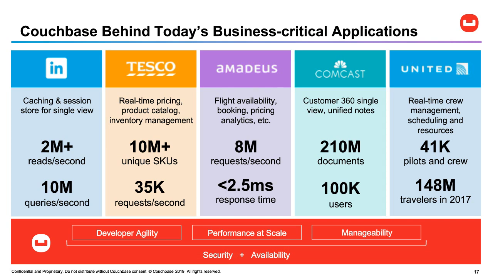And the same thing, for those of you in Europe, Tesco stores and updates product data for over 10 million items and scales up to support 35,000 requests per second. Amadeus is a travel platform, handling 8 million operations per second in under 2.5 milliseconds response time. We also have Comcast, a single view over 100,000 internal users accessing all of their documents. And United, which is another big user of Couchbase. They use Couchbase for their application to make sure that you arrive safely, and it services millions of travelers every year.